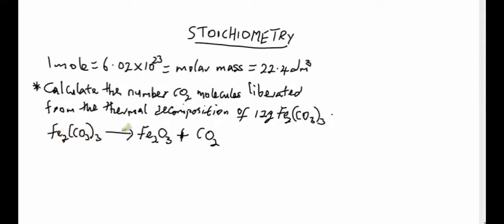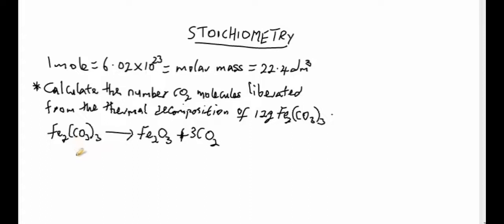From here, iron is 2, oxygen here is 6, carbon is 3. Here we have 1 carbon, so we have to put 3 in front of this. That's 3 carbon. Now oxygen is 2 times 3, 6. Then 6 plus 3 is 9. Here we have 3 times 3, that's 9.